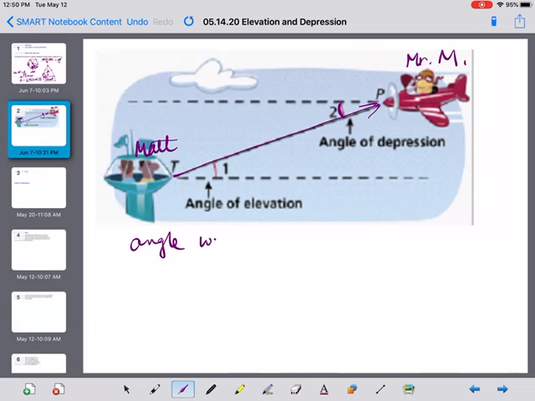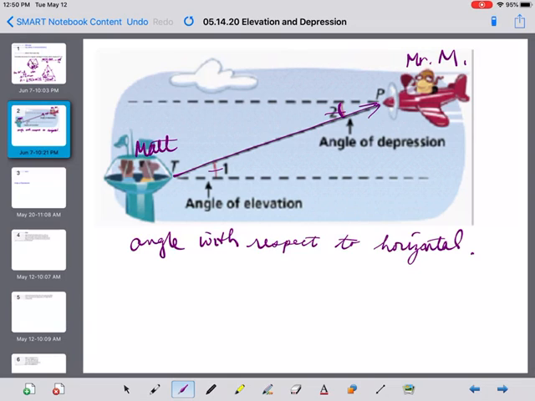It's the angle with respect to the horizontal. The angle of elevation is congruent to the angle of depression. Okay? The angle of elevation is congruent to the angle of depression.